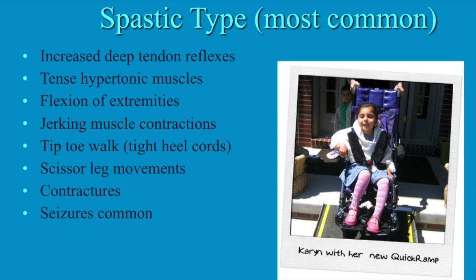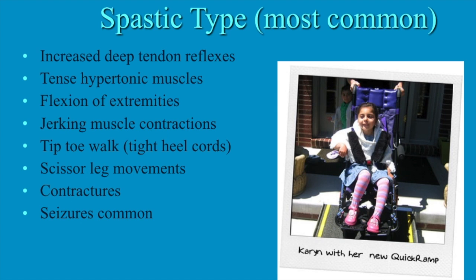By far, the most common type is the spastic type. If you were to do their DTRs, you would find that they're very brisk. They have hypertonic muscles that are very tense, and it's hard for you to straighten their arms, straighten their legs, open their legs, open their arms, open up their fingers. They have a lot of flexion. That's how they keep their extremities. So we need to do the range of motion so that they maintain it. They might have jerking muscle contractions.